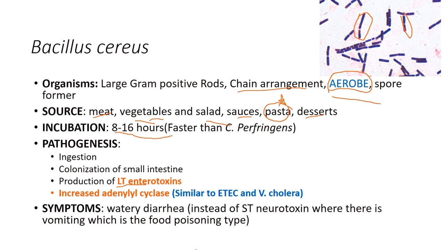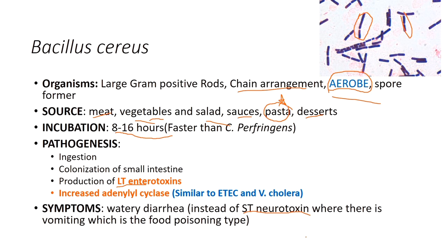This organism actually also produces an ST neurotoxin, but that comes into play when we get to our food poisonings. So our LT enterotoxin is for diarrhea, and our ST neurotoxin is for the emetic effect. That's going to be in food poisoning, within 2 to 3 hours that you're going to start experiencing that. And that has to do with rice, but we'll get to that in a little bit.